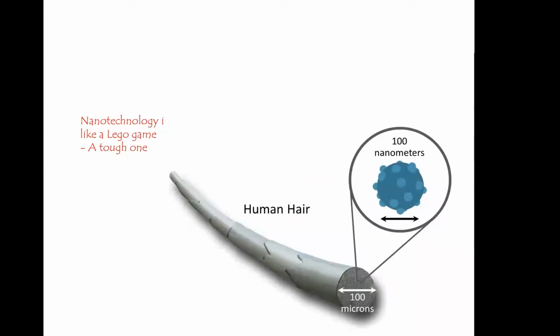I told you the word nano, from Greek, means dwarf. So how much dwarf? How short are they?